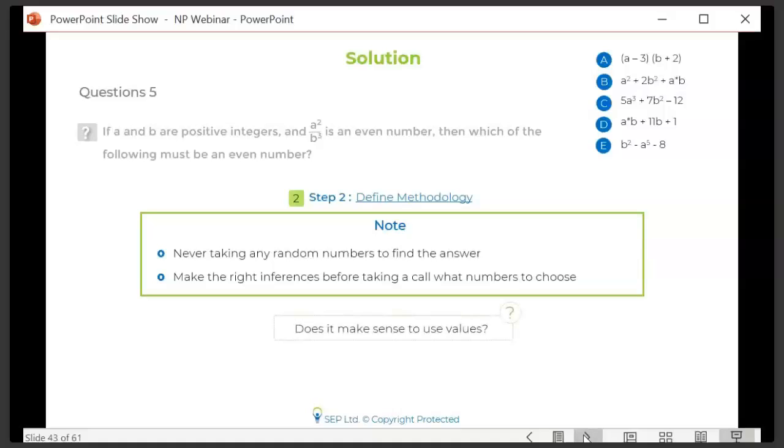Okay. Now answer this question. I know that A is even and B can be even or odd. But in this question, does it make sense to use values? What do you think? Write your response in the chat box, please. Think carefully and answer. Should I take values to solve this? I know my cases. Come on, guys, any response? Even if you're wrong, that's totally okay. But think, I can take values, but will it make sense to take values?